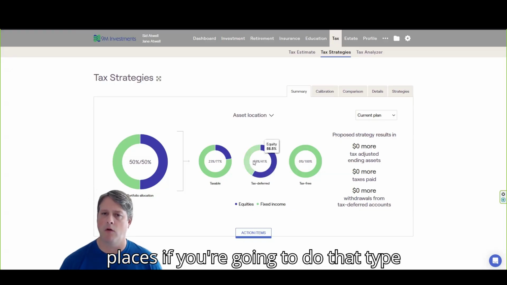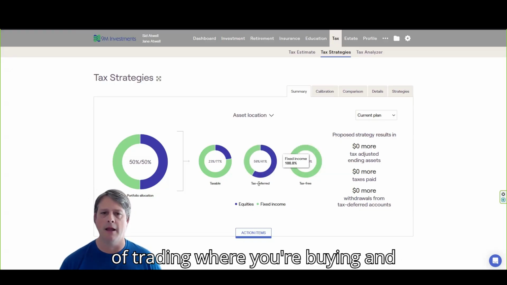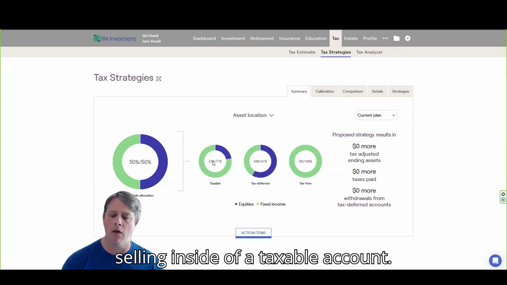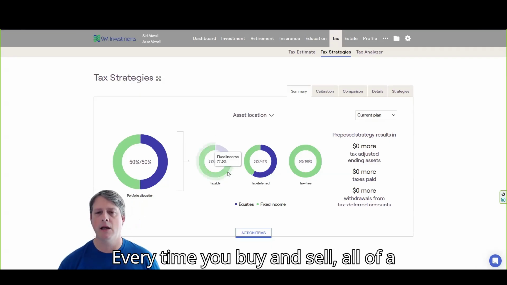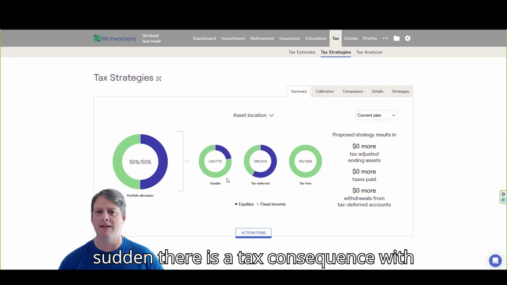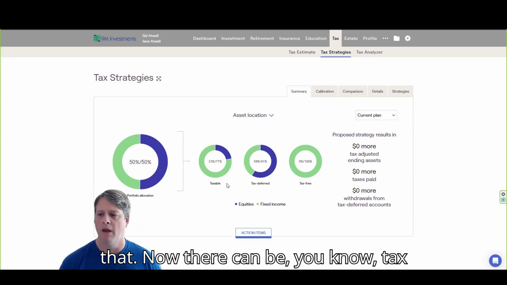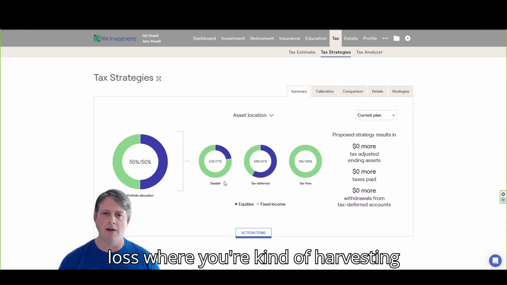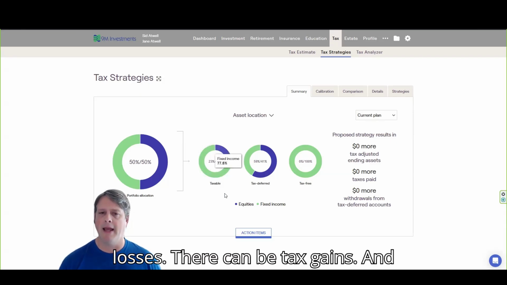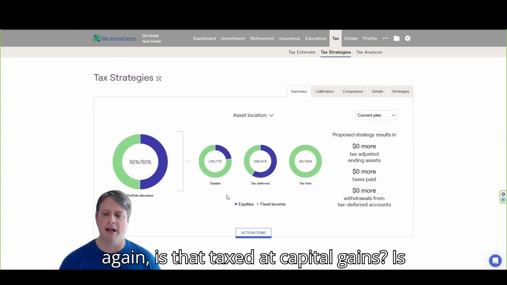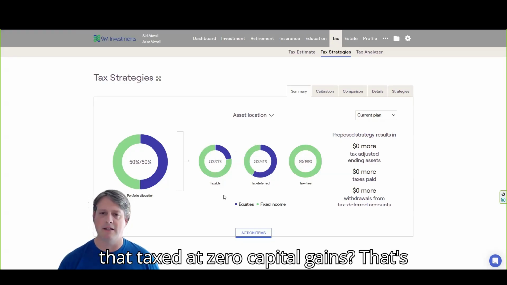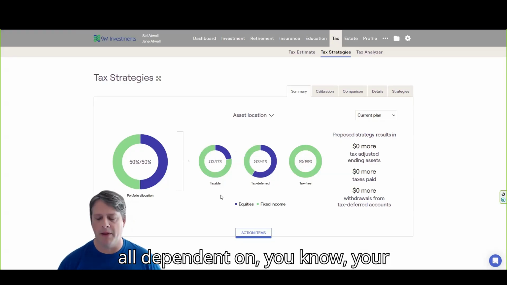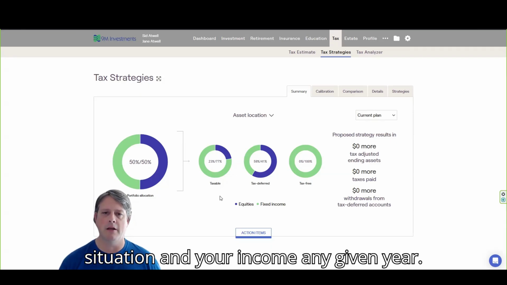And so those are great places if you're going to do that type of trading where you're buying and selling. Inside of a taxable account, every time you buy and sell, all of a sudden there is a tax consequence with that. Now there can be tax loss where you're harvesting losses. There can be tax gains. And again, is that taxed at capital gains? Is that taxed at zero capital gains? That's all dependent on your situation and your income any given year.